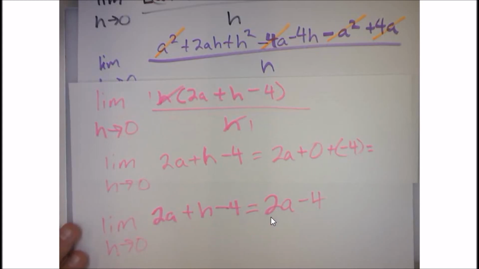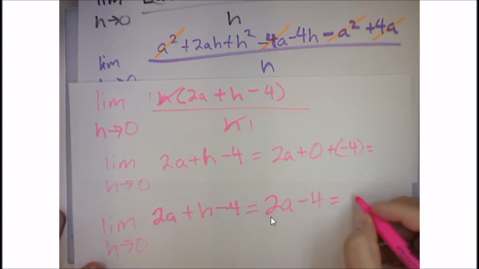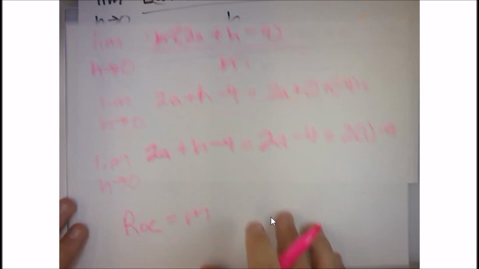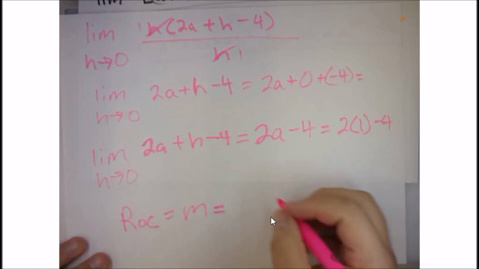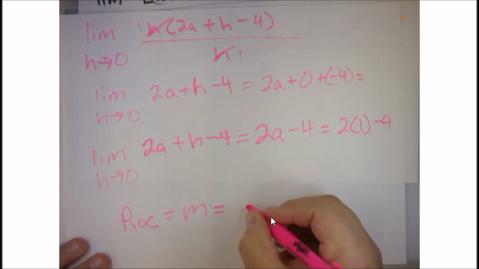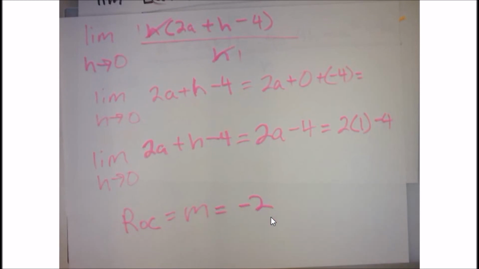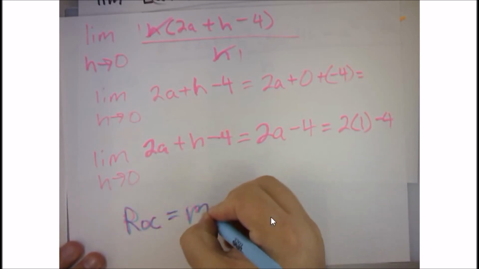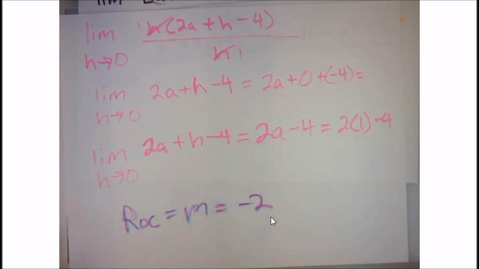A was 1. So now the slope of this whole thing, because that's what this means, is 2 times 1 minus 4, or the rate of change, which is actually equal to the slope of the tangent line at x equals 1, is actually negative 2. That was a lot of work, but what I figured out is that the rate of change, which is the slope of the curve at x equals 1, is negative 2.